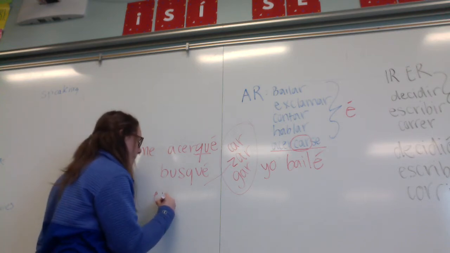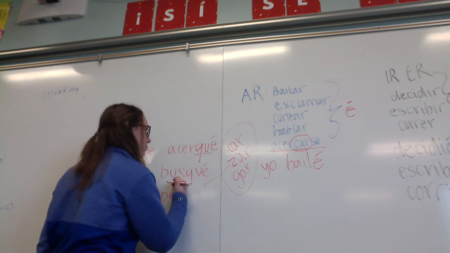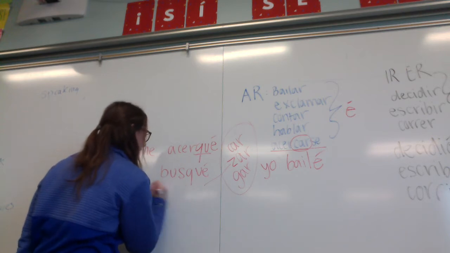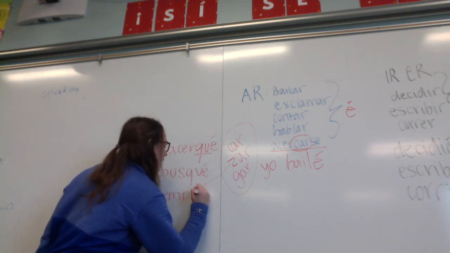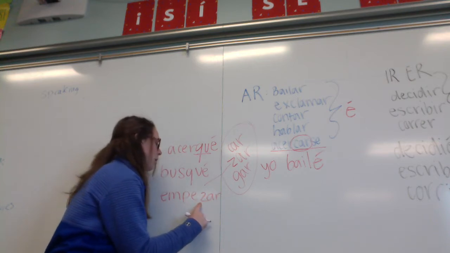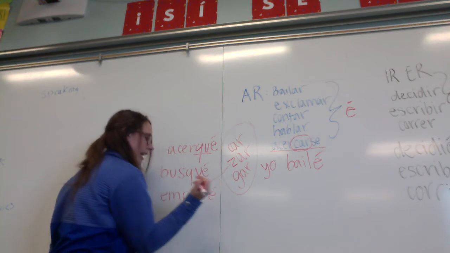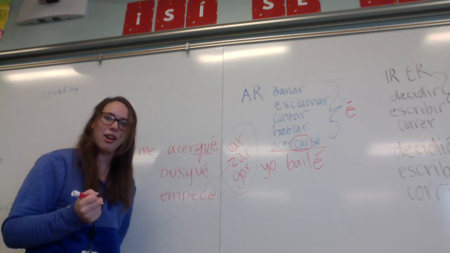I'm spelling everything wrong. Empezar is the verb, and we need to keep that s sound. So, empecé, C-E with an accent is how we would do that for the zar verbs.